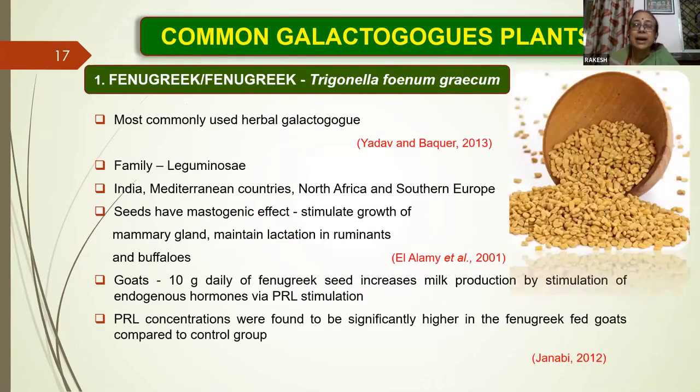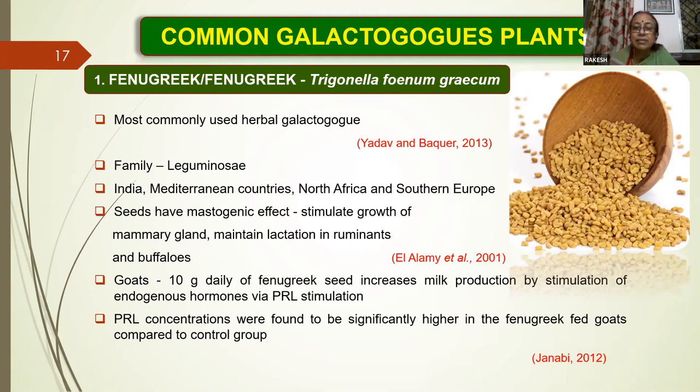The common galactogogue plants are fenugreek. The botanical name is Trigonella foenum-graecum. Most commonly in Hindi, it is known as methi. It is used as a herbal galactogogue, family Leguminosae. It is found in India, Mediterranean countries, North Africa, and Southern Europe. The seeds have a mastogenic effect, stimulate the growth of mammary glands, and maintain lactation in ruminants and buffaloes. In goats, the dose is 10 grams daily of fenugreek seeds.